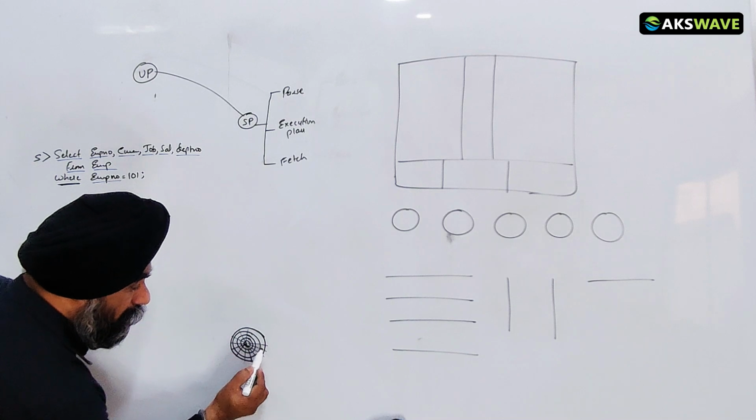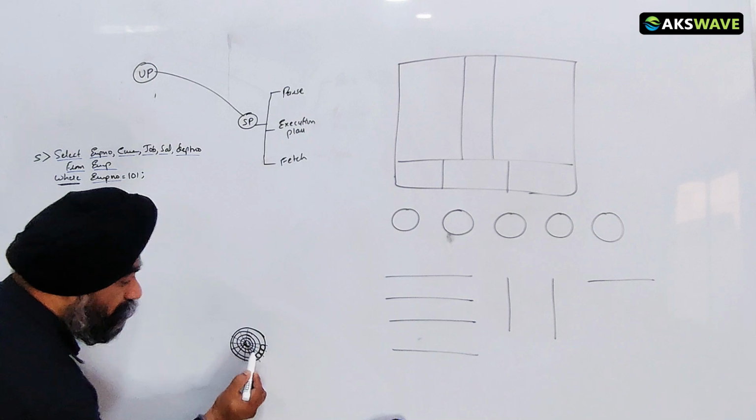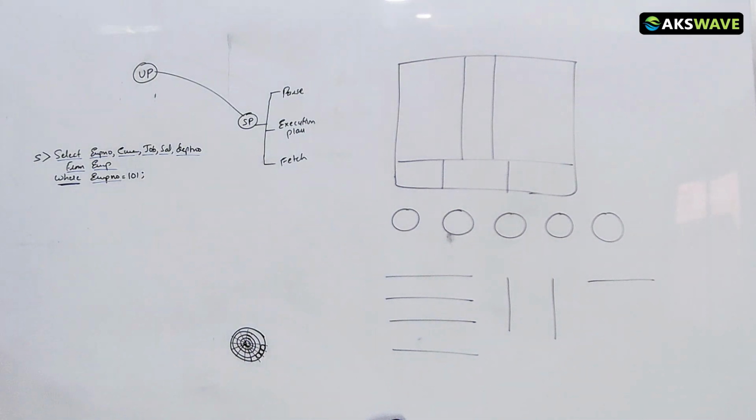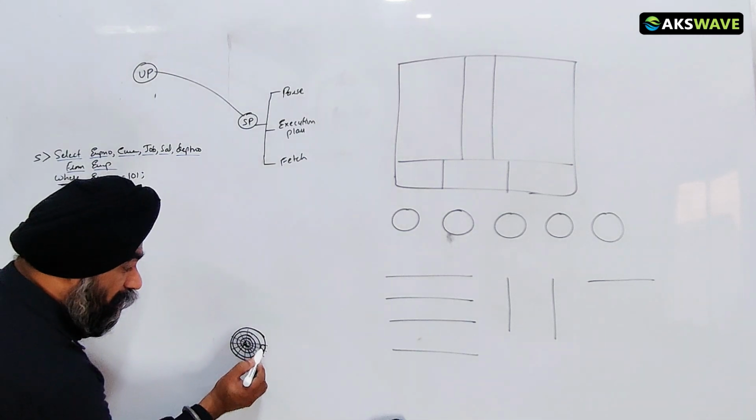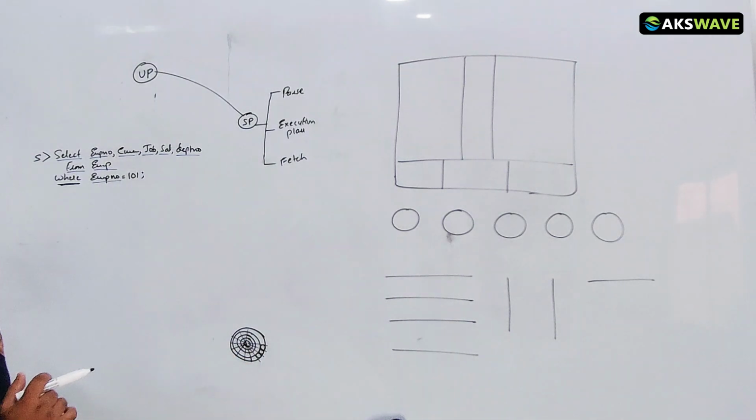Correct? The smallest unit here is called a sector. The smallest unit is the sector, so your data is written onto these sectors. Please keep it in mind.